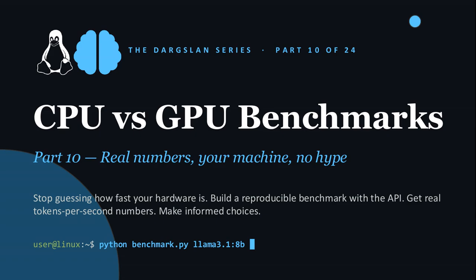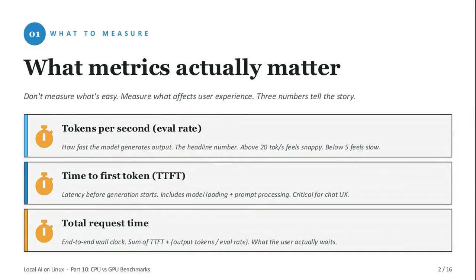In this session, we're tackling CPU versus GPU benchmarks for local LLMs, and the goal is simple: real tokens per second numbers from your machine, not marketing claims from someone else's. We'll build a small, reproducible benchmark against the API, and by the end, you'll know exactly what your hardware can do. Before we benchmark anything, let's agree on what's worth measuring.